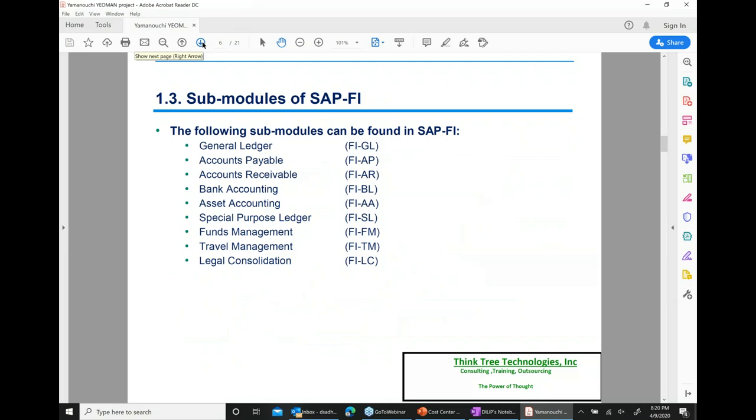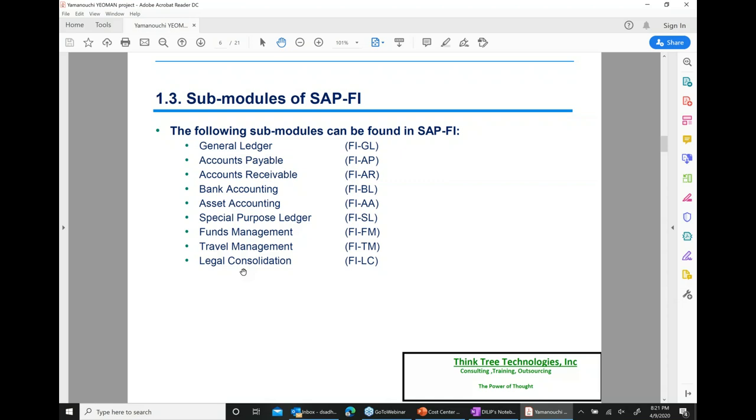When we look at SAP FI, the SAP FI module consists of these sub-modules, and we can talk about all of them at some point of time. General ledger accounting; accounts payable, paying to suppliers; accounts receivable, receiving from your customers; bank accounting, because you have a house bank and different transactions in the bank taking place. You have asset accounting, with assets and depreciations, taking care of your asset life cycle. Then you have special purpose ledger for strategic reporting, fund management, and travel, where you manage all your expenses.